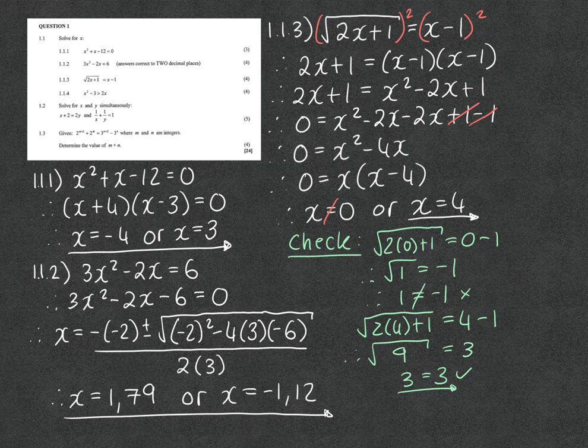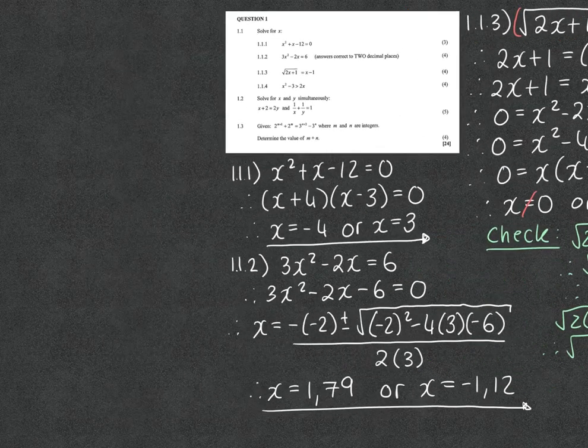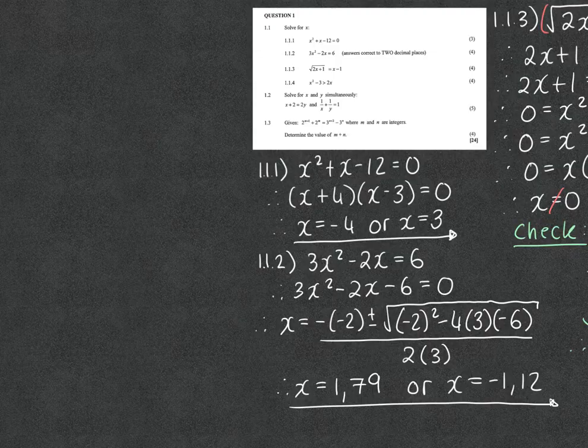Okay, and then the last question for question 1.1 is question 1.1.4. So let's do that over here. Very common. You can always expect this in an exam. It is a quadratic inequality. Okay, so there is a little bit of a different technique to this compared to other inequalities.